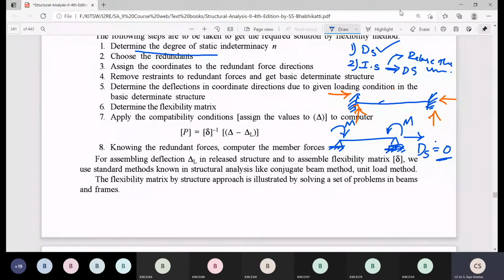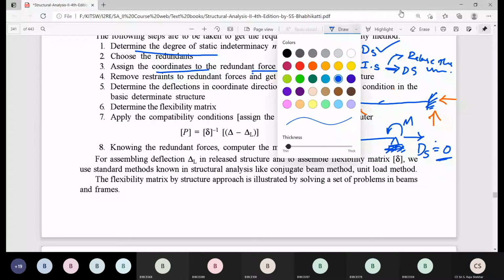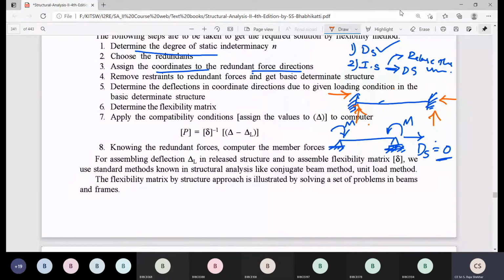In third step, we need to assign the coordinate directions to the redundant forces released. So let us assume this as coordinate 1, this will be coordinate 2, and this will be coordinate 3. So in third step, I am assigning the coordinates. So this is the third step.